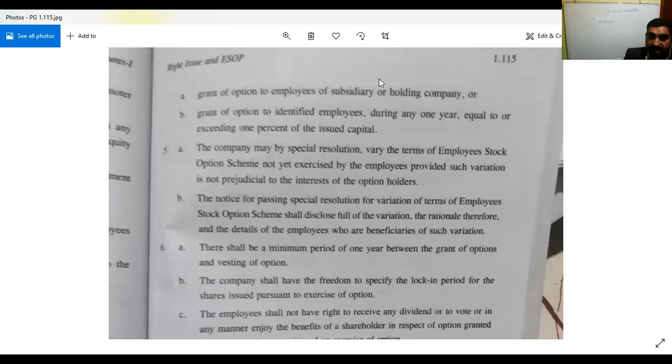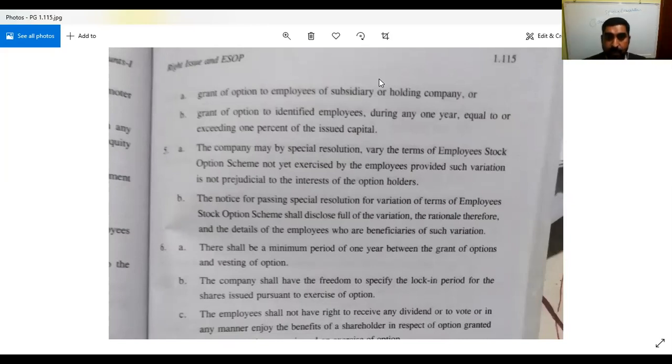Not exercised by the employees, provided such variation is not prejudicial to the interest of the option holders. Then the notice for passing such a resolution for variation of the terms of the employee stock option scheme shall disclose in full the variation, the rationale therefor, and the details of the employees who are the beneficiaries of such variation. അങ്ങനെ വേരി ചെയ്യുന്ന ആൾക്കാരുടെ ഡീറ്റെയിൽസ് എല്ലാം പറഞ്ഞിരിക്കണം ത്രൂ പാസിംഗ് ബൈ എ സ്പെഷ്യൽ റെസൊല്യൂഷൻ.